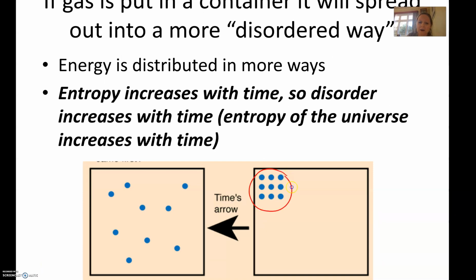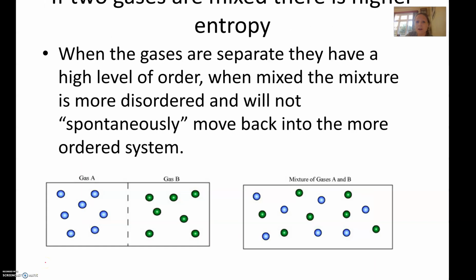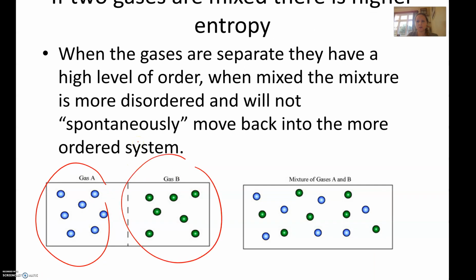If we had some gas particles that I put into a container, over time those gas particles would spread out and become more disordered. Everything tends pretty much towards a state of greater disorder. If we have 2 gases, gas A and gas B, in 2 separate compartments to begin with, and then I take away that boundary, over time they'll mix. They're not going to spontaneously move back into separate compartments into a more ordered system, because reactions tend towards a greater disorder.